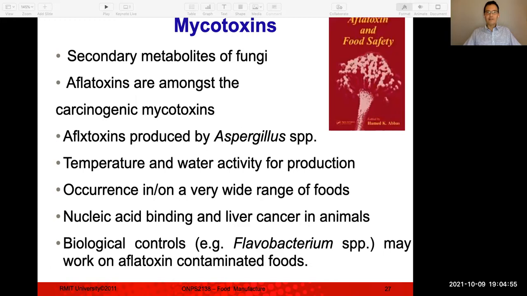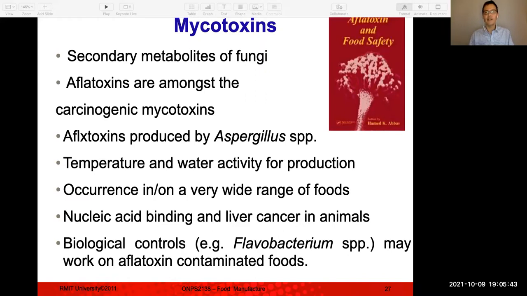Now, a few slides on chemical hazards. There's a few slides here on natural chemical hazards. So mycotoxins, which are secondary metabolites of fungi, are a real problem. And aflatoxins are amongst the most carcinogenic, and they're produced by Aspergillus species. Temperature and water activity really varies quite widely, and because of that, they're really difficult to eliminate, and especially because they occur in and on a really wide range of foods.